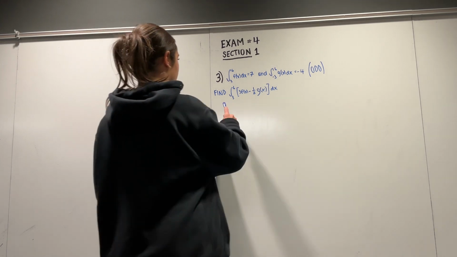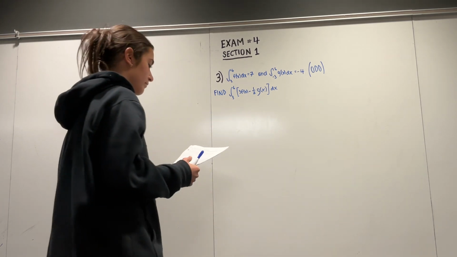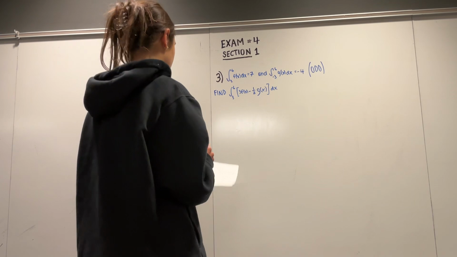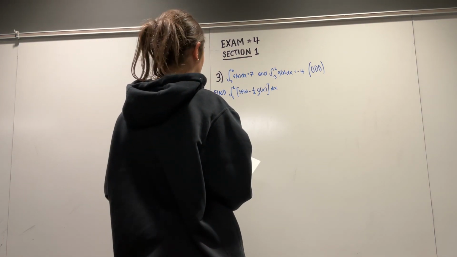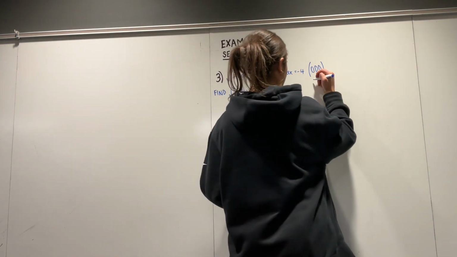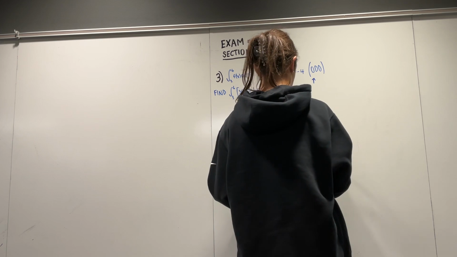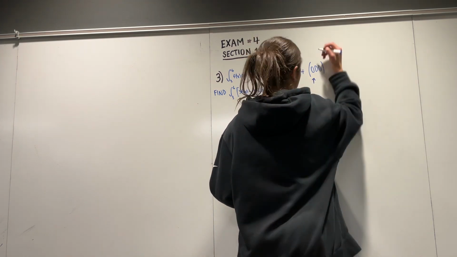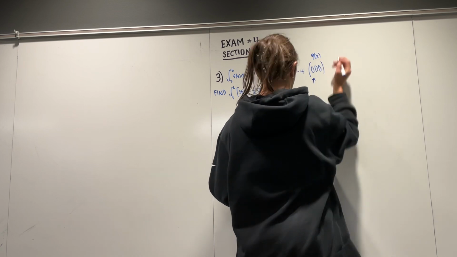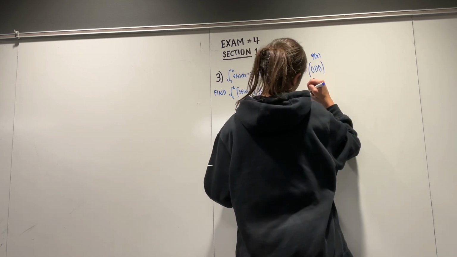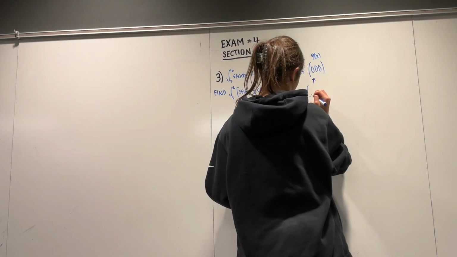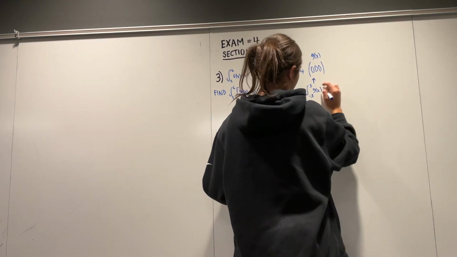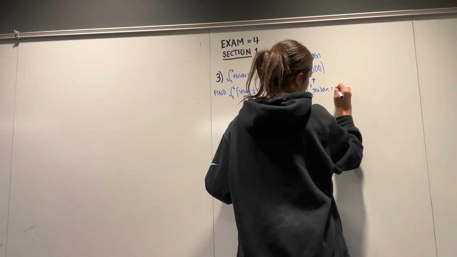We're finding this, and we're going to start with this statement. Since g of x is odd, it starts with the integral from negative 3 to 3 of g of x dx is going to equal 0.